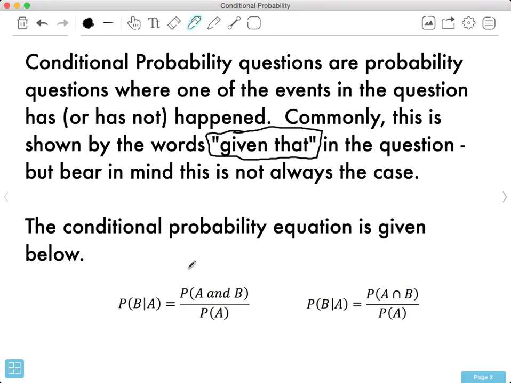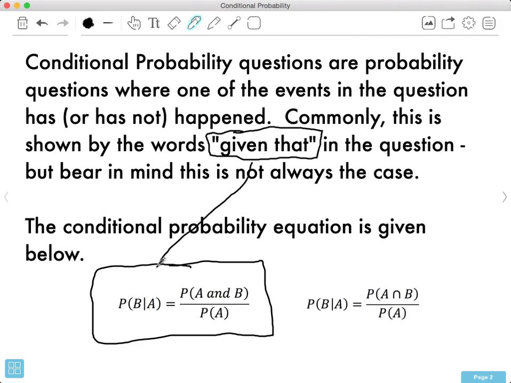And if it's a conditional probability question, you want to use the conditional probability equation, which is just the equation for "and" probabilities resolved for this last piece. The "given that" is that vertical line in there. So what this says is the probability of event B happening, given that A has occurred, is equal to the probability of A and B happening at the same time, divided by the probability of event A happening.